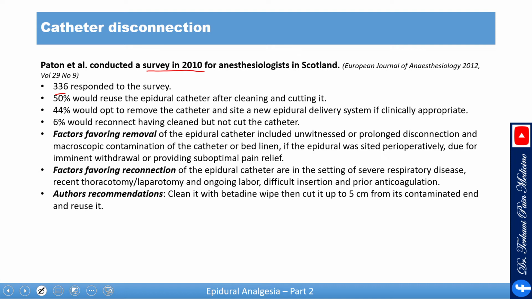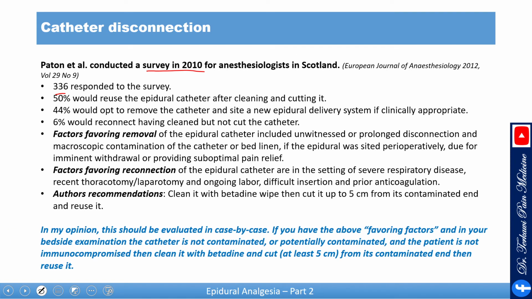And they also recommended cleaning it with an epidural wipe, just because there was not enough evidence at that time for chlorhexidine. Then cut it up to 5 centimeters from where it is contaminated and reuse it.